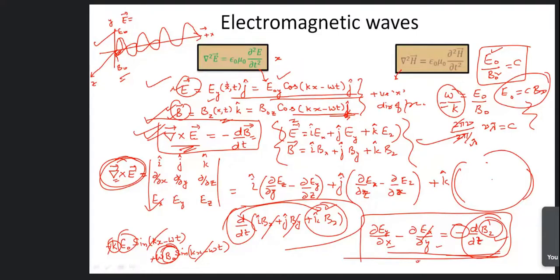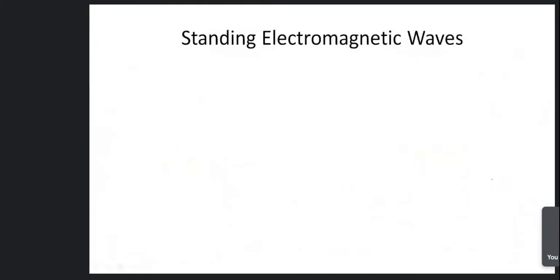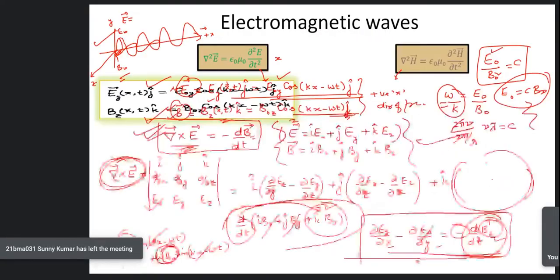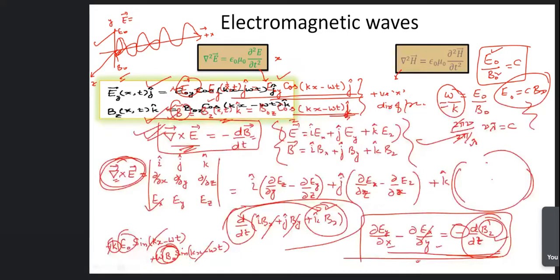E and B are perpendicular, so the dot product of E and B should be equal to 0. They are orthogonal vectors, E and B. And we derived that C is 1 divided by root mu naught epsilon naught. So with this, we can say that these are traveling electromagnetic waves. Electromagnetic waves are propagating.